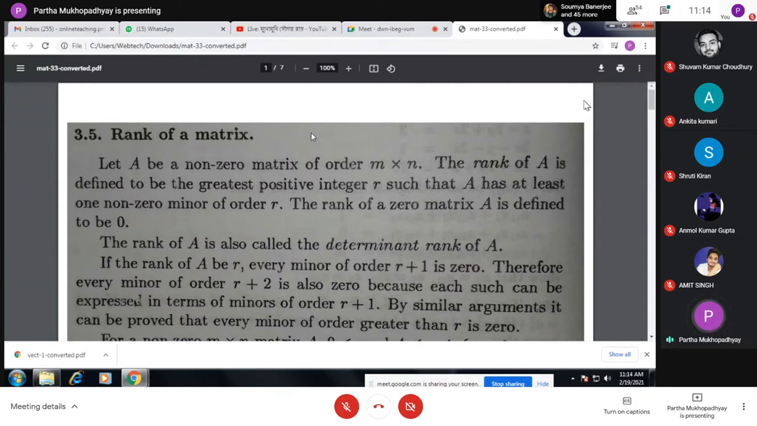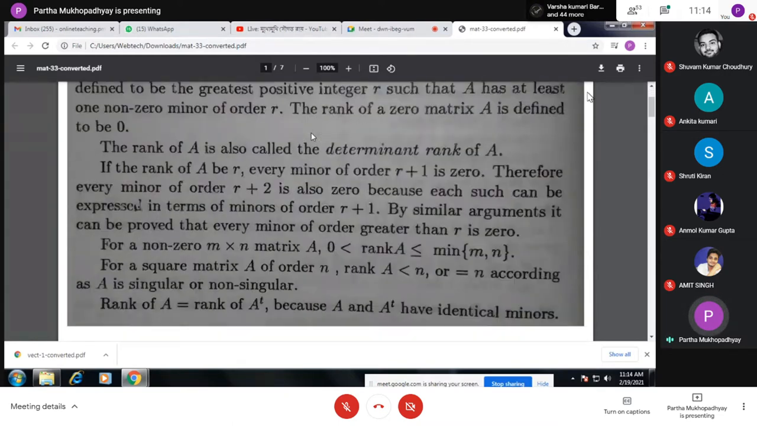Then only, if I take a minor of 1 by 1 order, that means the particular element, only one element. So if I have one non-zero element, the matrix will have rank 1. If the matrix has at least a 2 by 2 square matrix inside it with non-zero determinant, then that will be rank 2, this way. Okay.